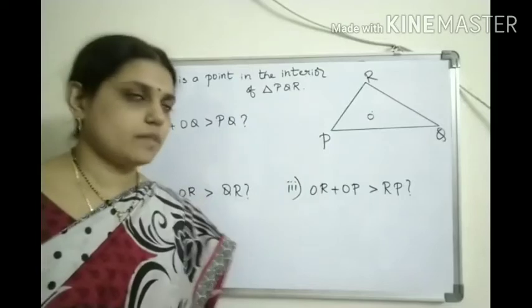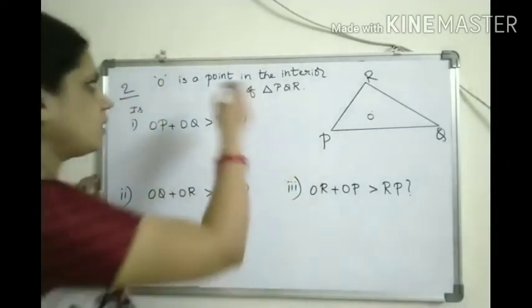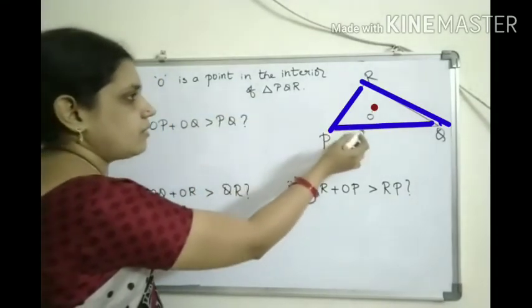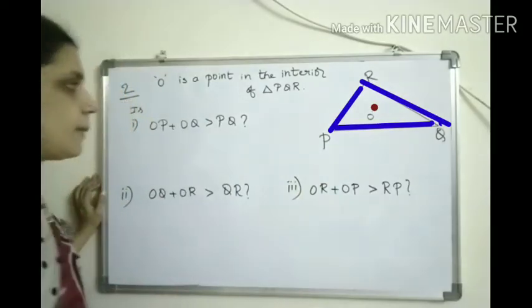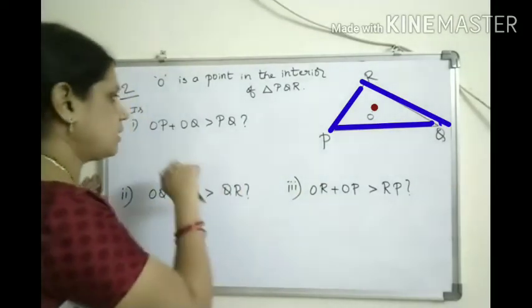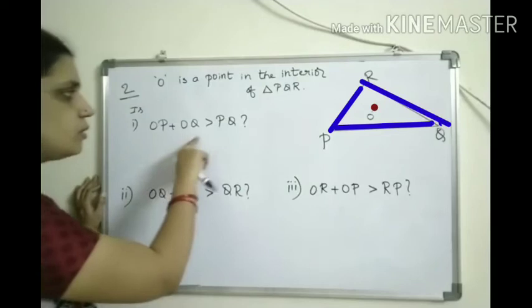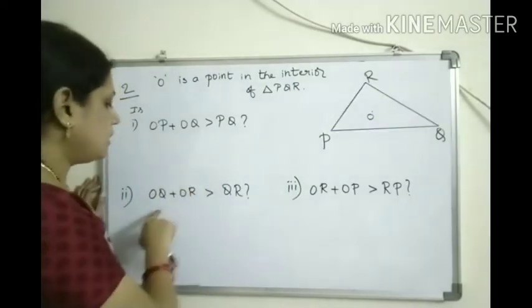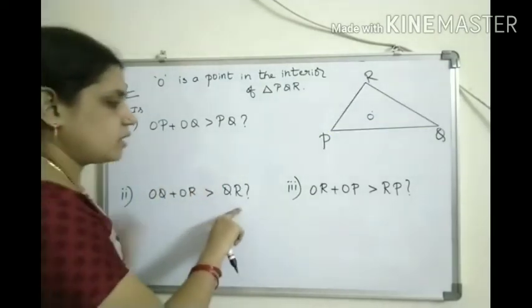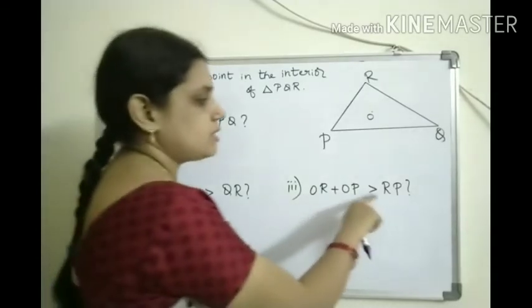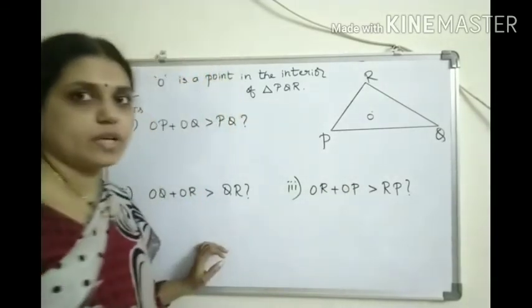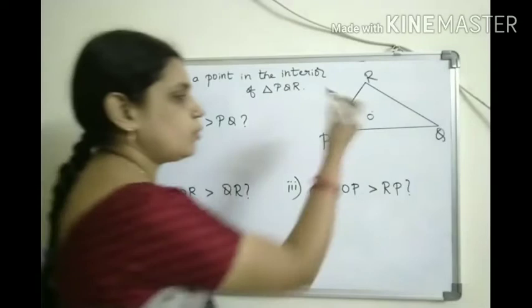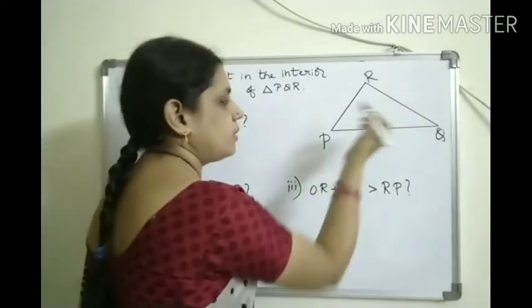Now second question. Here O is a point in the interior of triangle PQR. Now three questions are given based on that. Is OP plus OQ greater than PQ? Is OQ plus OR greater than QR? OR plus OP, is it greater than RP? Okay, three questions are given. And here O is any point in the interior of PQR.